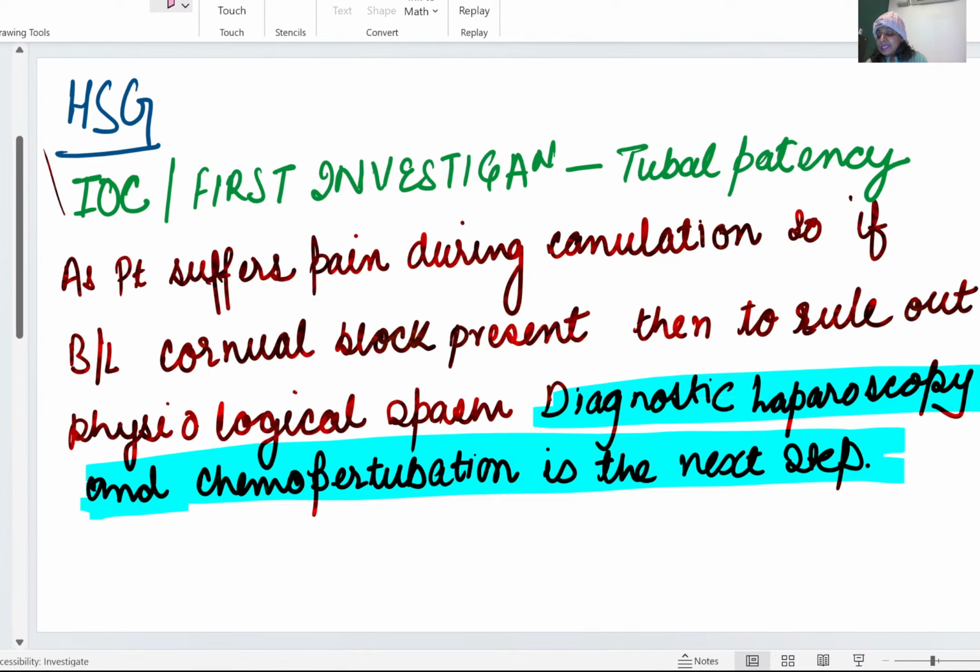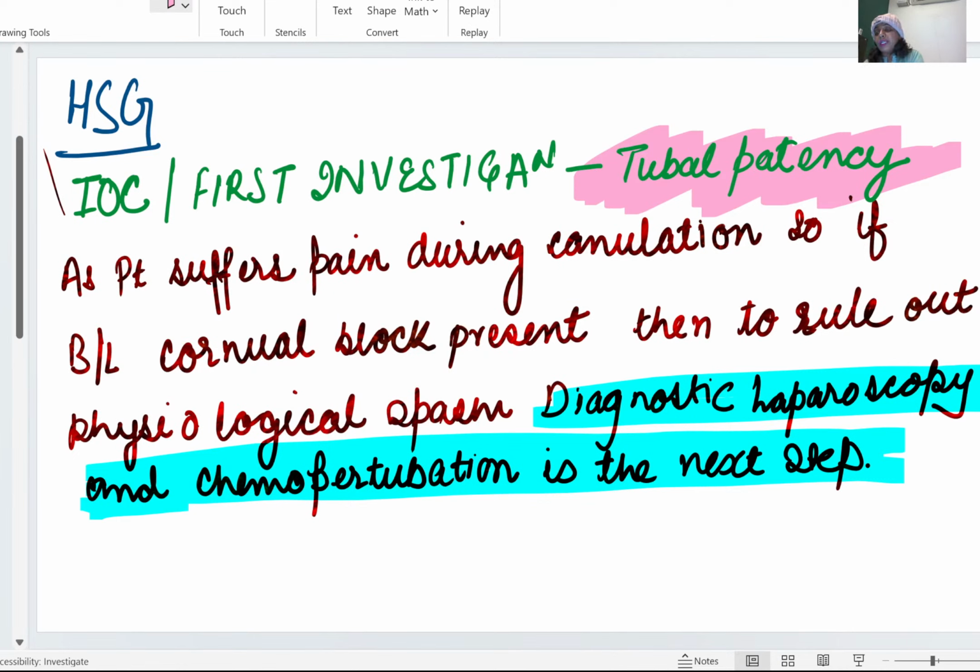Now let us discuss HSG. HSG is the investigation of choice, or first investigation, for tubal patency. It is the first investigation for tubal patency, as the patient suffers less pain compared to other procedures.